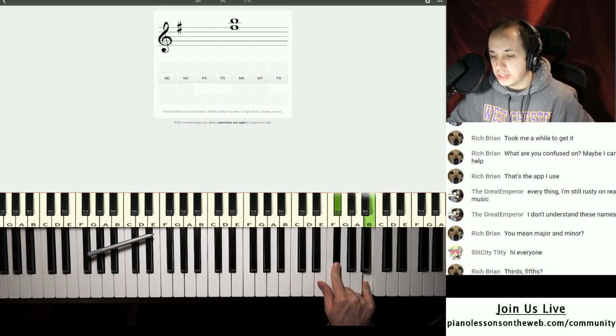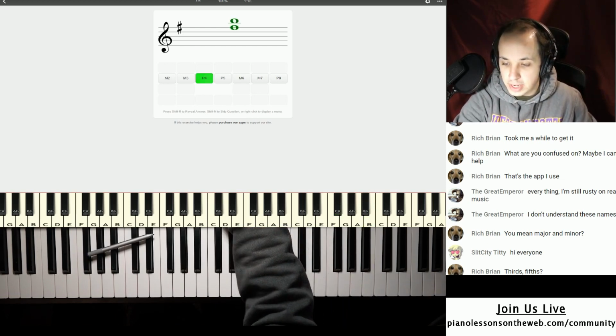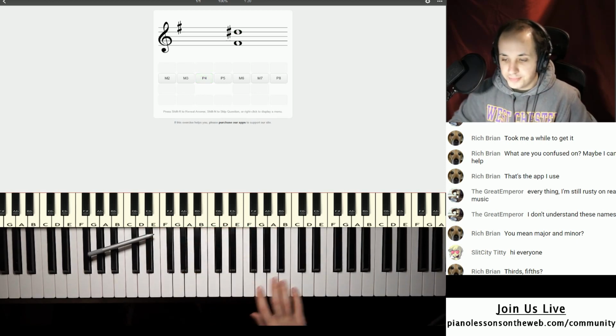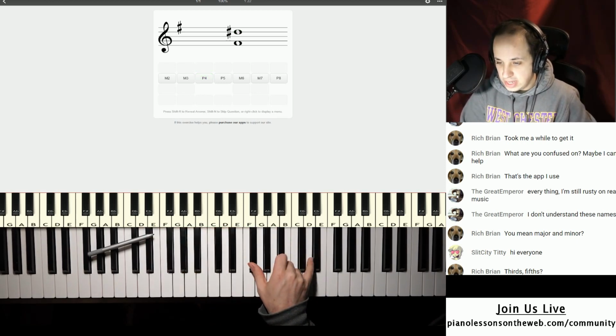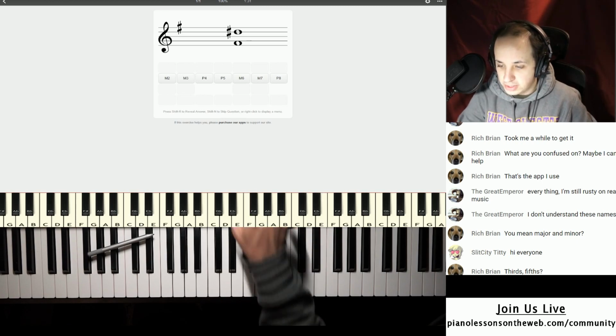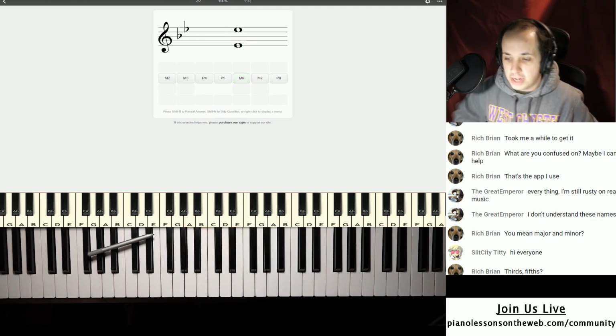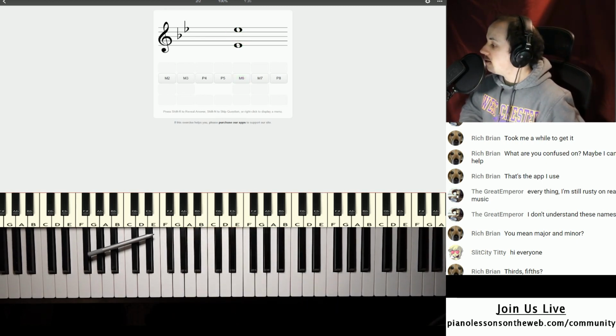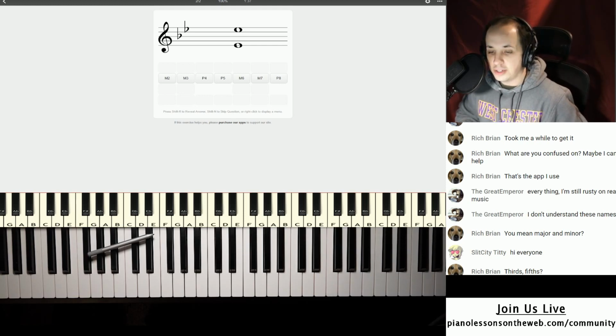Well, hey, that looks like a fourth to me. So I'm going to say P4. And then let's see, that looks like a sixth to me, since the bottom one is a space, top one is a line. And yep, that looks like a sixth. And hey, I got it right, it glowed green. So I suggest you check those out and go over those.